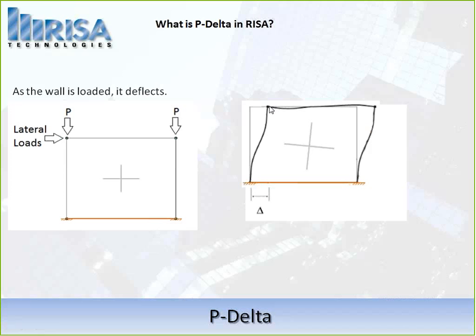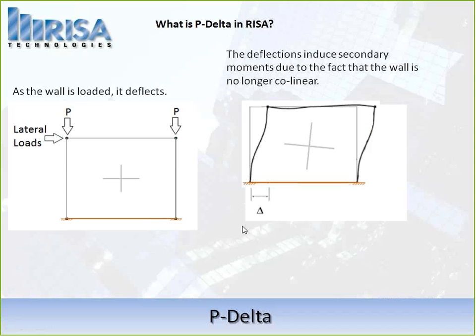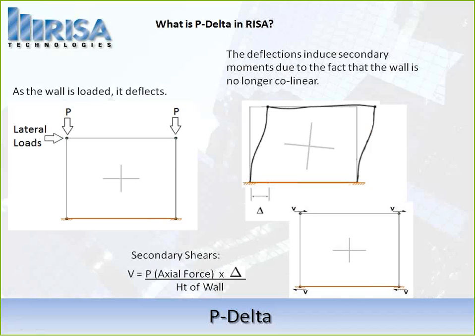That's actually where P delta comes into effect, the name there. But what happens is the deflections induce secondary moments due to the fact that the wall is no longer collinear. So by understanding this actual behavior, what we try to do to resolve that moment is we apply some shears to the top and the bottom of the wall.